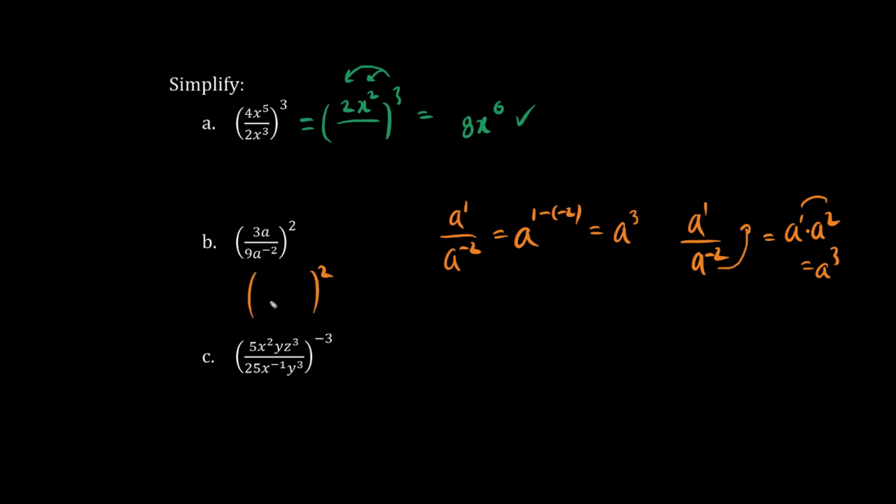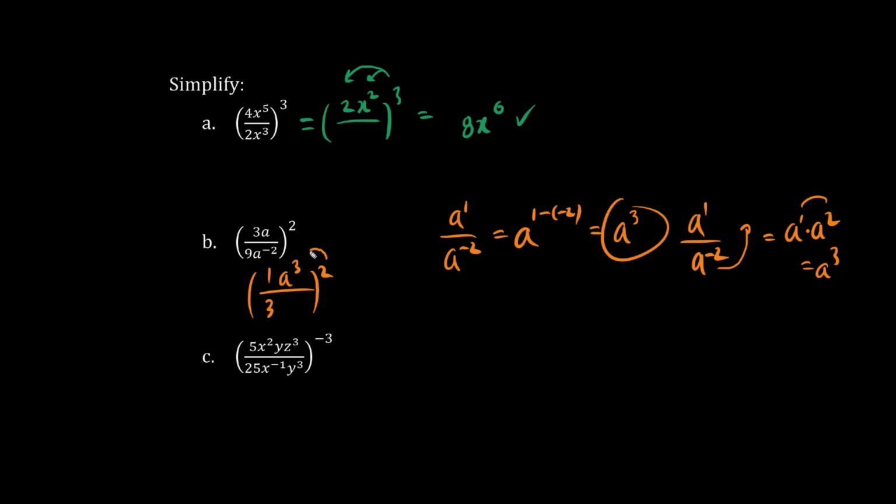So with that background, let's simplify the inside. Dividing top and bottom by 3, 3 over 9 becomes 1/3. What is a divided by a to the minus 2? We just worked on that on the side here. The answer is a cubed. So we write a cubed in the numerator.